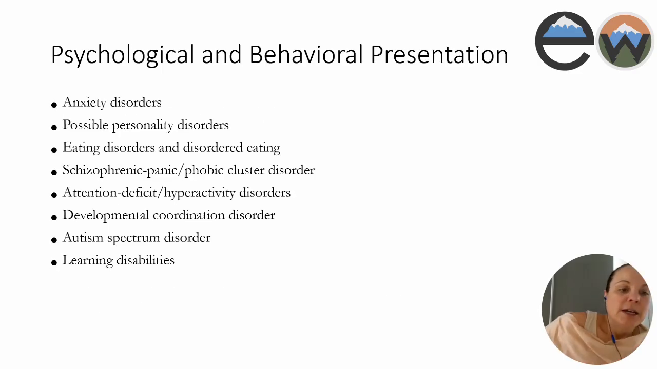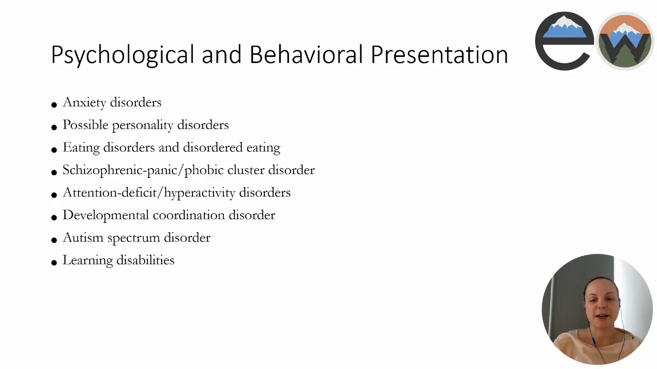There are psychological and behavioral presentation correlations. And remember, correlations, we're not saying anything causes anything yet, but we do see anxiety disorders, possible personality disorders, eating disorders, and more importantly, disordered eating, which we'll talk about probably in the GI stuff over time. Schizophrenia, panic, and phobic cluster disorders, attention deficit hyperactivity disorders, developmental coordination disorder, autism spectrum disorder, and learning disabilities have all been linked with hypermobility.